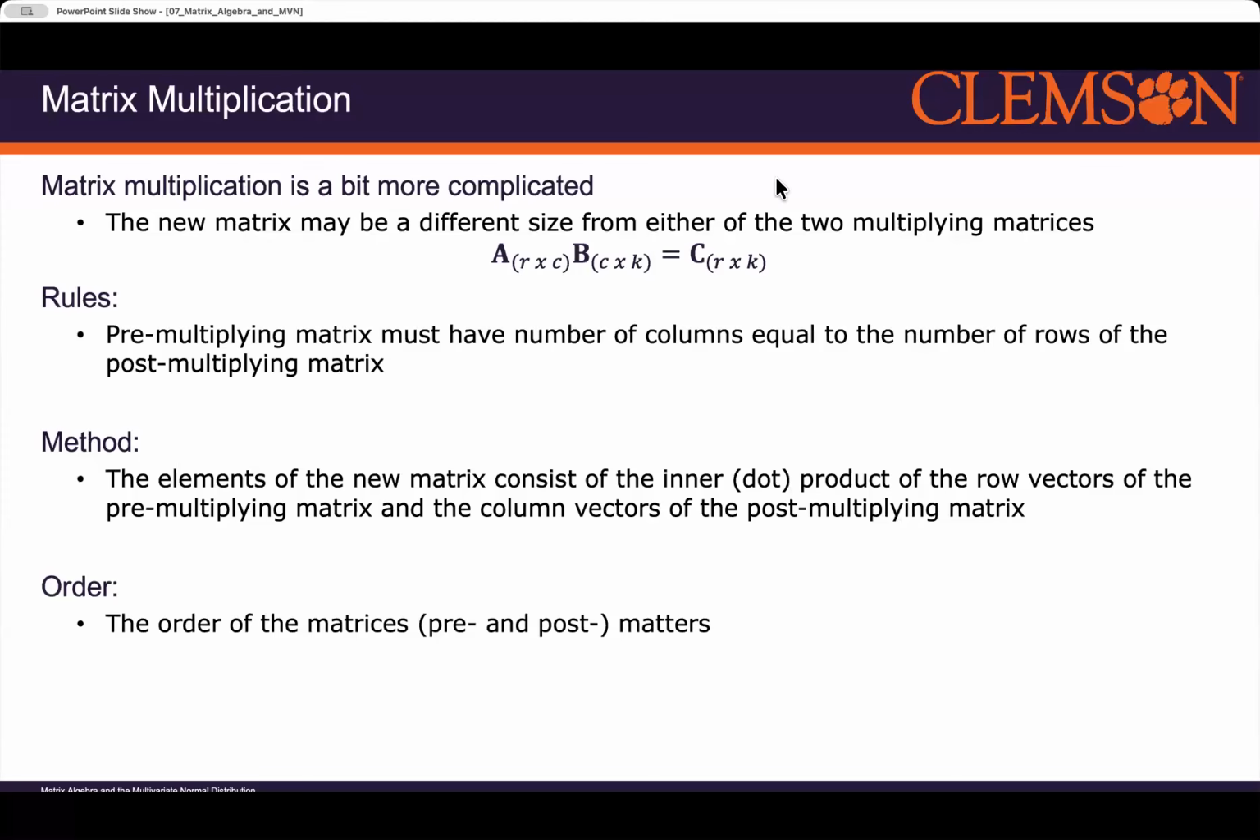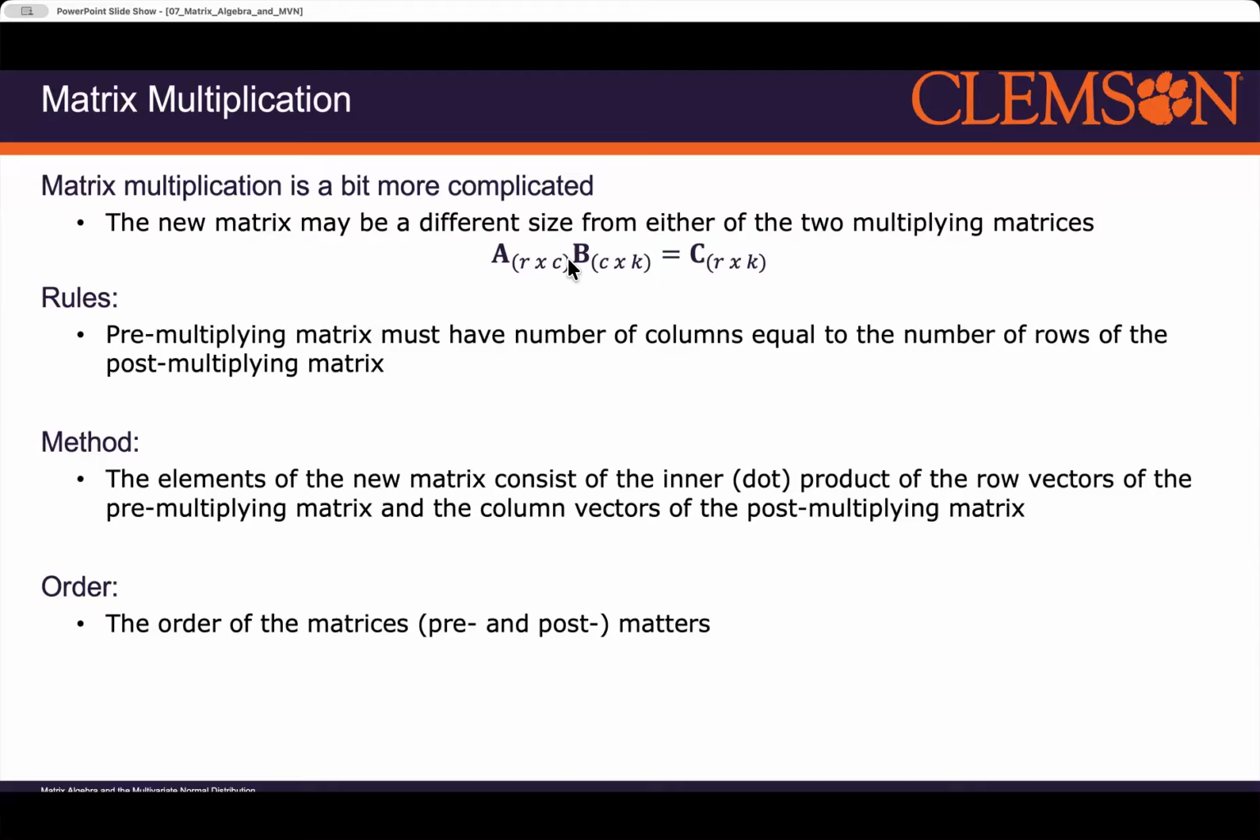Let's imagine we want a new matrix C that's going to be the product of matrix A and matrix B. The new matrix C is not as simple as multiplying each of those elements together. What we're going to do is create a new matrix where the elements are the inner product of each row and column vector they represent. So it gets a little complicated, but basically we have to define a concept of pre-multiplying and post-multiplying. If we're taking A times B, the pre-multiplying matrix is the one on the left, A, and the post-multiplying matrix is the one on the right, B.